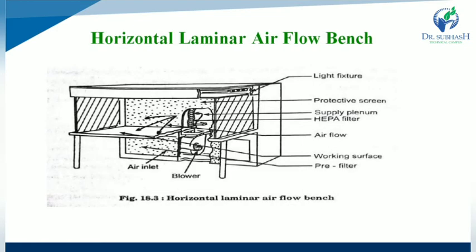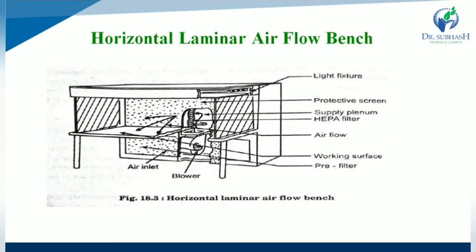While the second one is horizontal laminar airflow. In horizontal laminar airflow, light fixture is present. Below the light fixture, protective screen is available for the working area. Supply plenum is available. After the supply plenum, HEPA filter and airflow is available. Next, working space is available for working purpose and pre-filter is available.